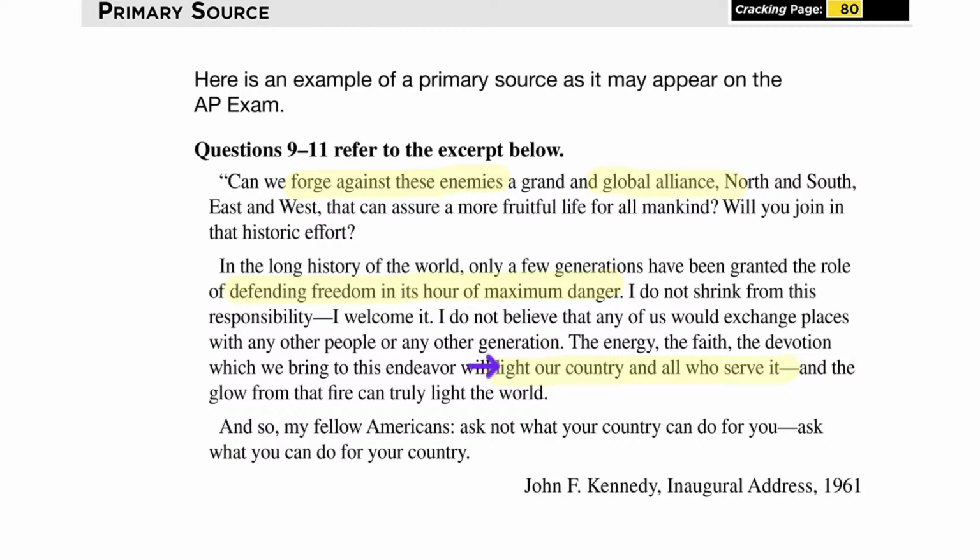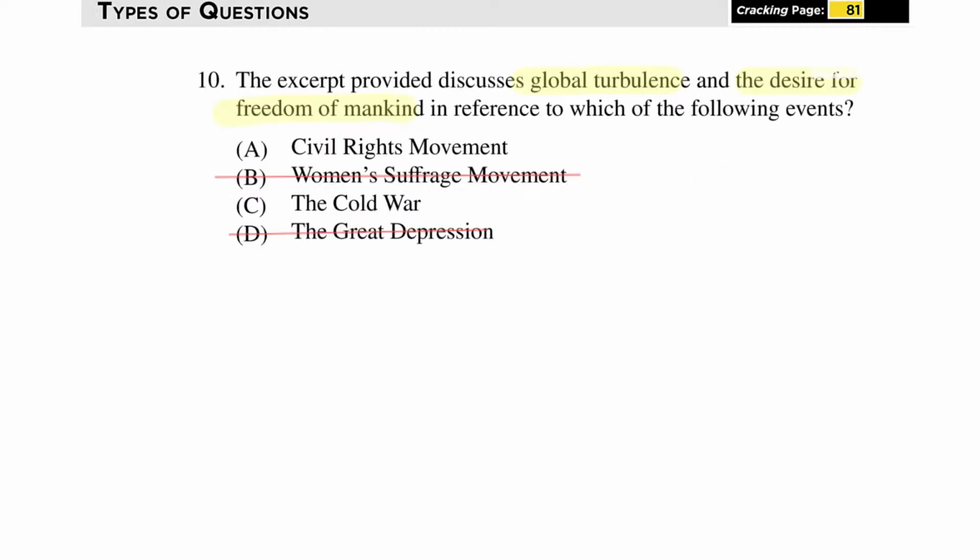And then at the end, Kennedy is talking about serving the country. Ask not what your country can do for you, ask what you can do for your country. Well, that wouldn't seem to apply so much with the civil rights movement, right? How am I going to serve my country via the civil rights movement? So the better choice here would be the Cold War, because I think what he's really talking about is potentially even fighting communism through military action, or at least having a commitment to resist communism on the global scale.